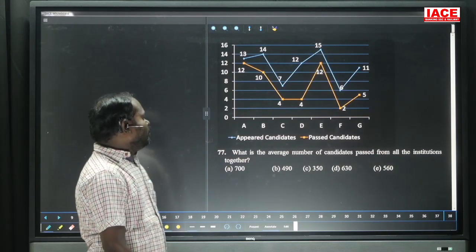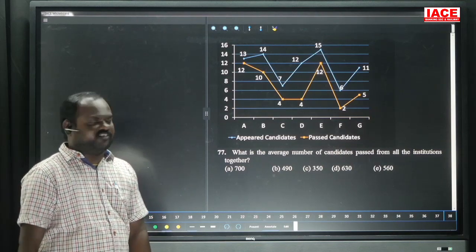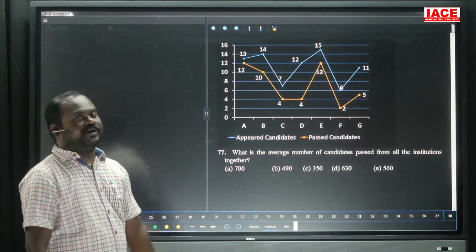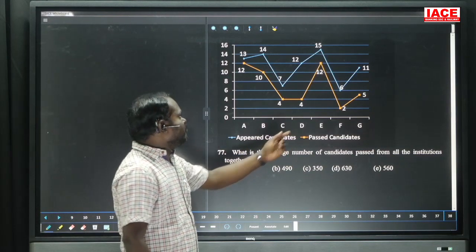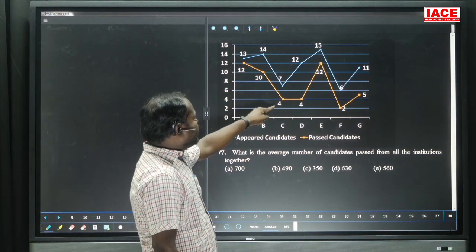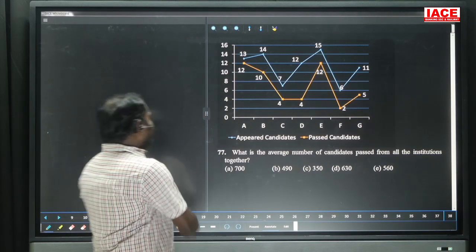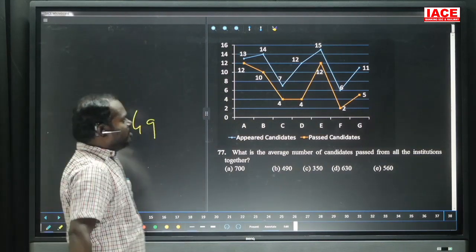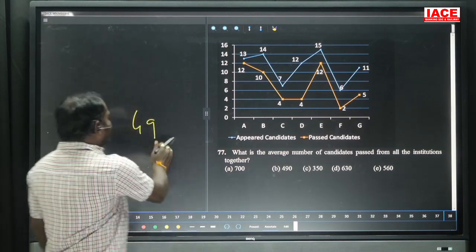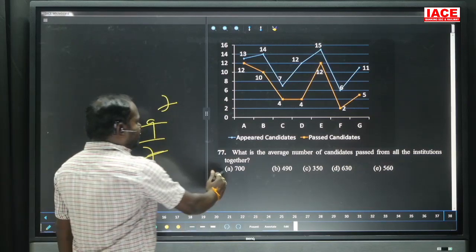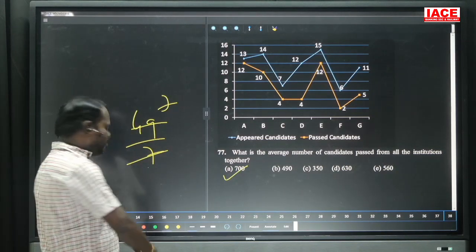77: what is the average number of candidates passed from all the institutes? The question asks for the average of passed, which is the orange one: 12, 22, 26, 30, 42, 44, 49. 49 divided by how many? 7. 49 by 7 is nothing but 7. Data is given in hundreds, so the answer is 700. Right, next.